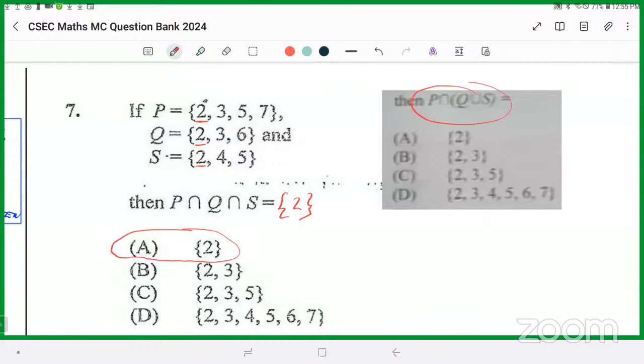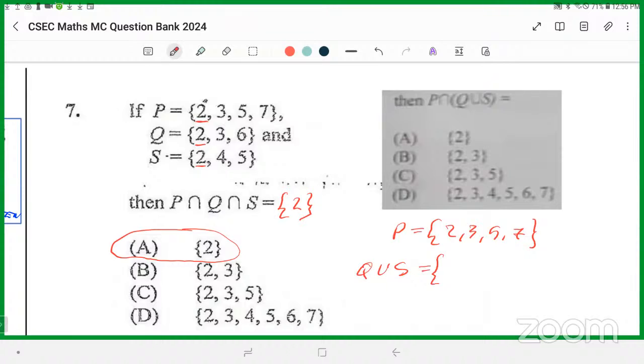This is a different question now. They want Q union S, and you're doing the intersection with P. So basically I have to set that up. Let's work it out step by step. We know P is the set 2, 3, 5, 7. And then we need Q union S. We're going to work out what that is, and then work out the intersection between them.